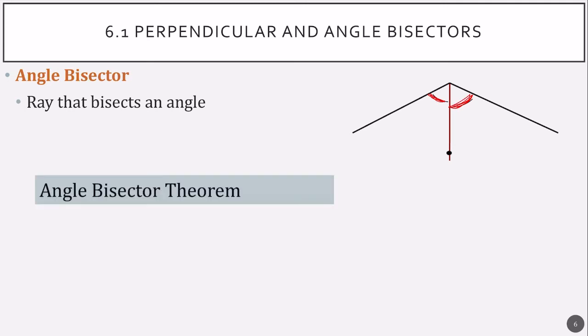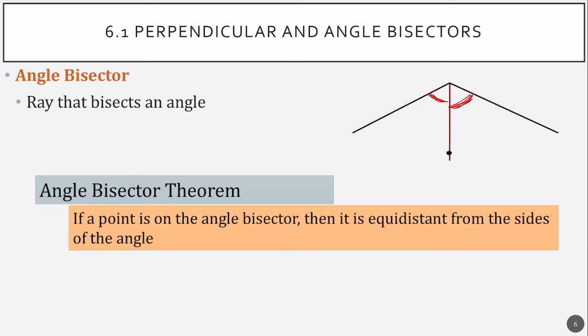So the angle bisector theorem, just like the perpendicular bisector theorem, says if a point is on the angle bisector, then it's equidistant from the sides of the angle. So there's our point on the angle bisector. It's saying that the distance to each side of the angle would be the same. Now remember, you measure distance perpendicular, so both of these are perpendicular to the sides of the angle, and they're the same length.